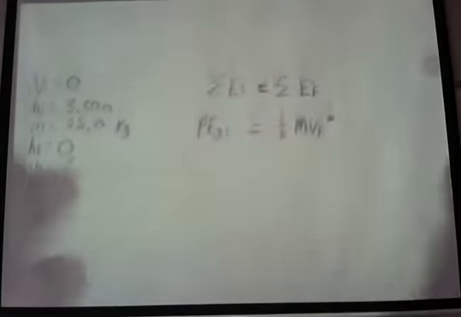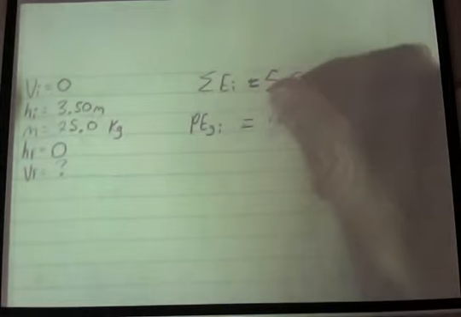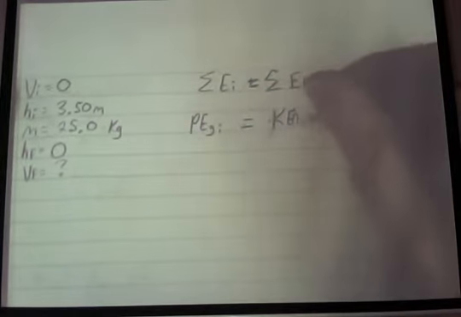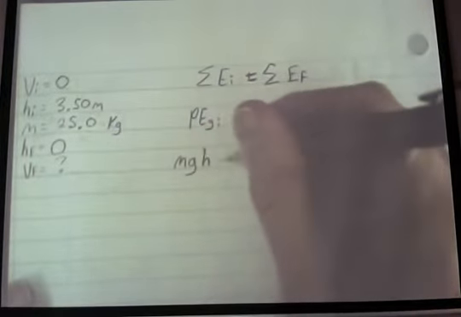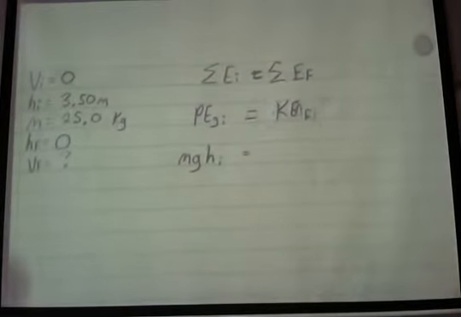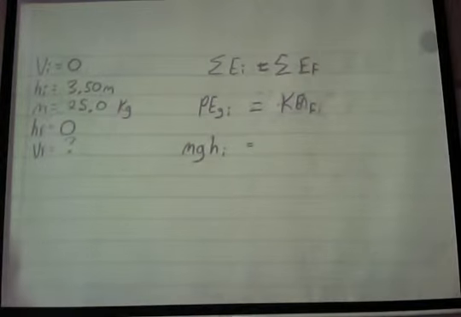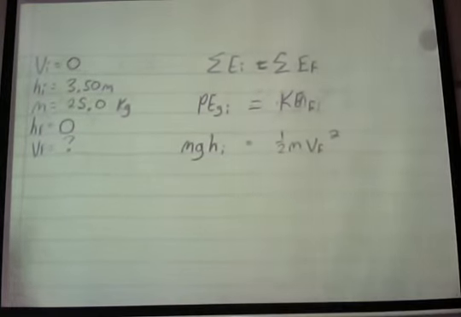Kinetic energy final. We can then plug in an equation for potential energy from gravity, which is mass times gravity times height, and we're on the initial side, is equal to our kinetic energy, which is 1/2 times mass. We're on the final side, so that'll be final velocity squared.